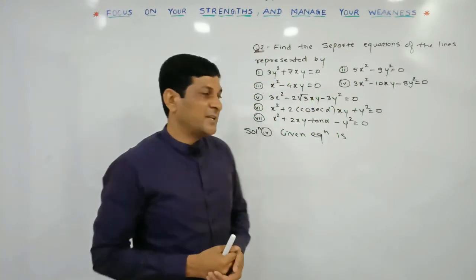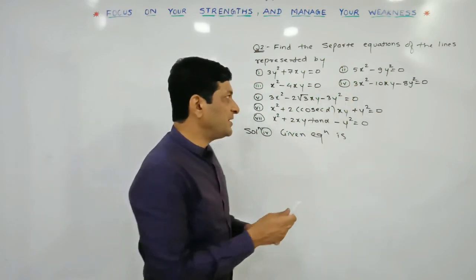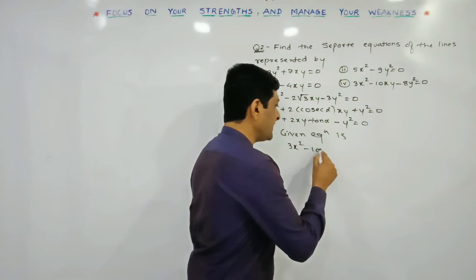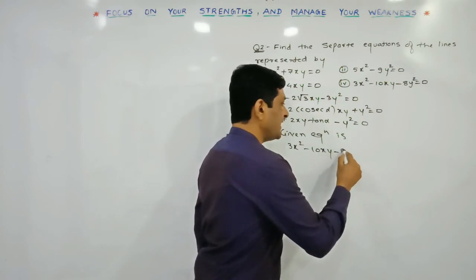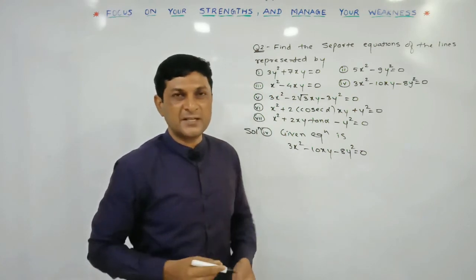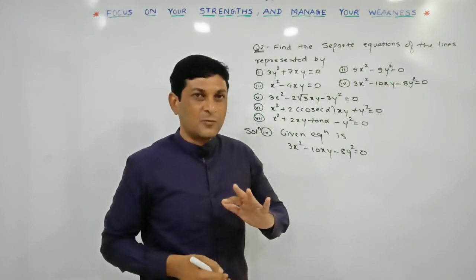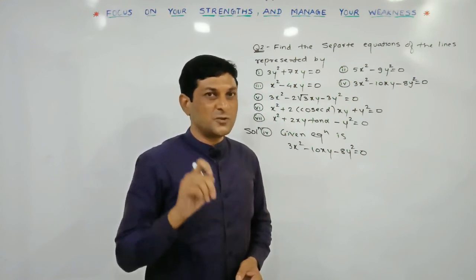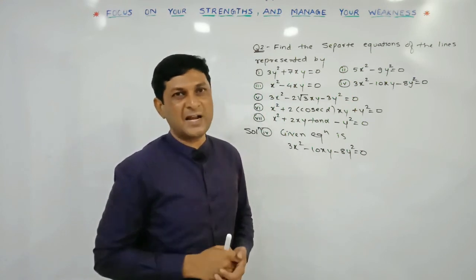Now see example number 4. In this example, the given equation is 3x² - 10xy - 8y² = 0. If all three terms are present in the equation, whatever method we have applied in a quadratic equation to find the factors, the same method we are applying here.